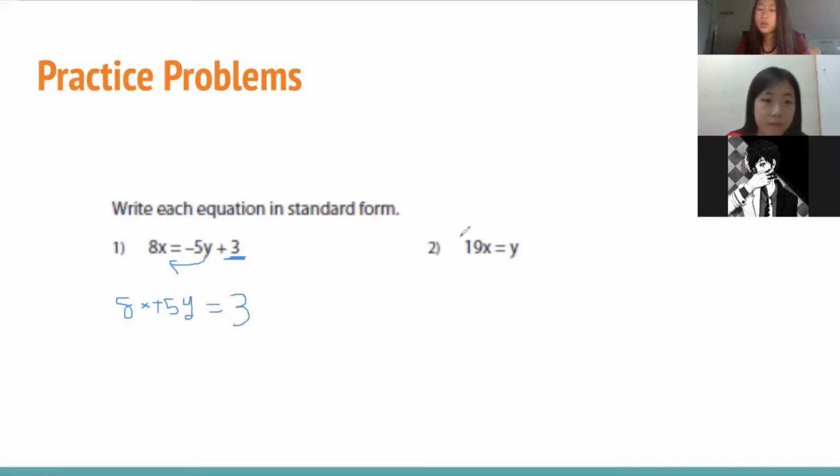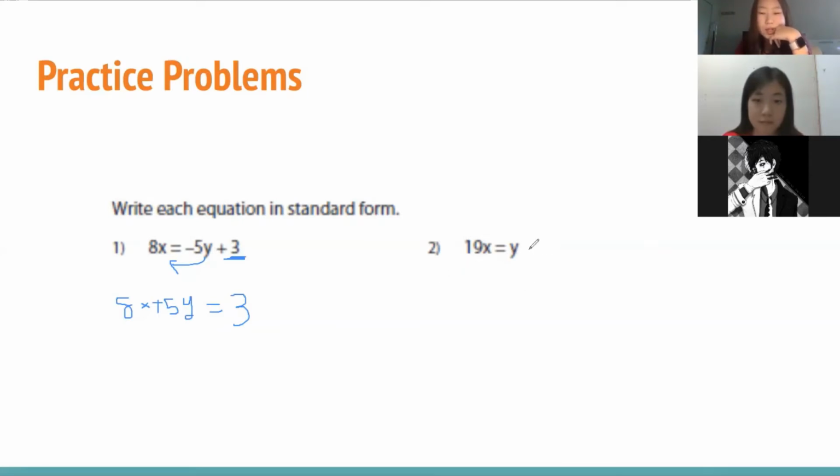You want to try this one, or I can do it too if you want. You can type it in the chat if you can. Unmute yourself. I guess then I'll go over it.